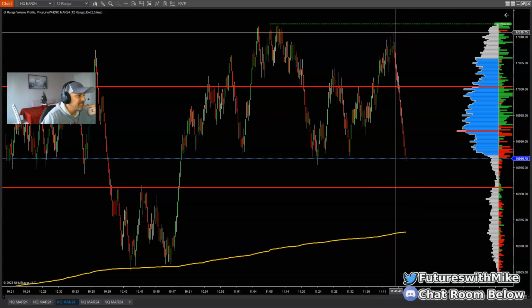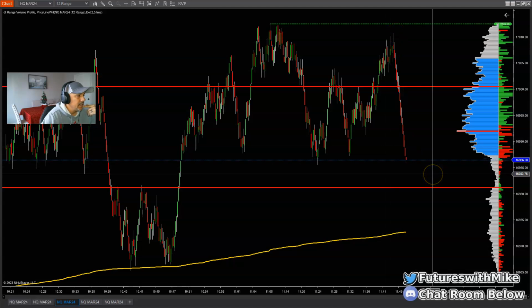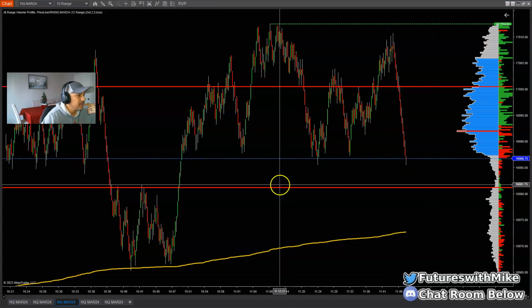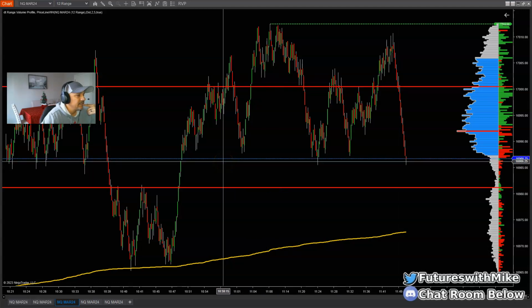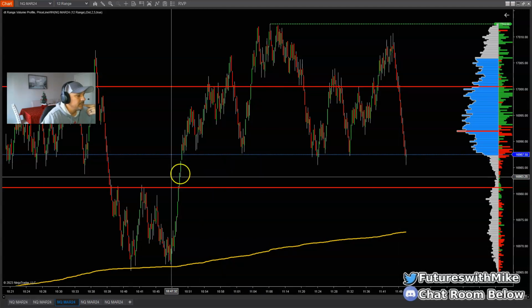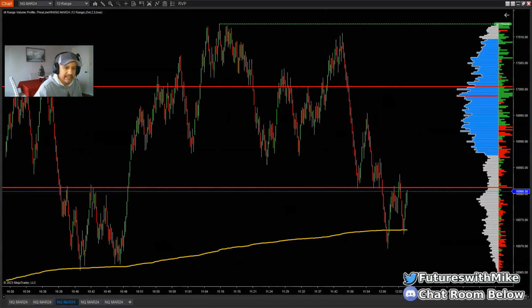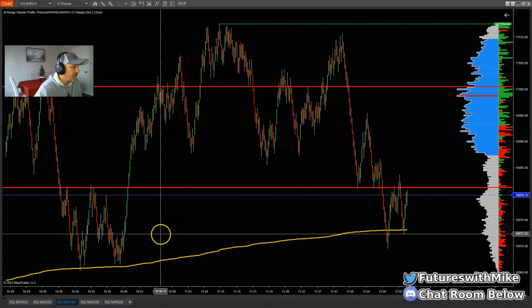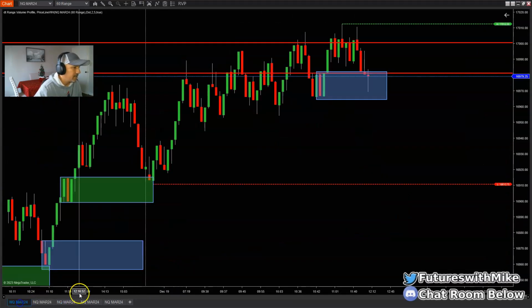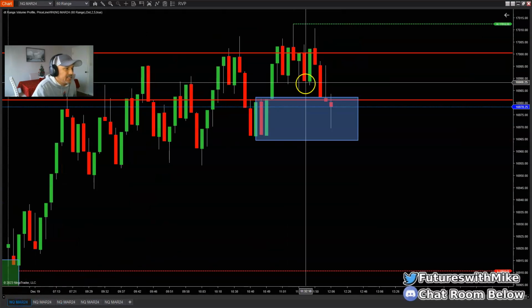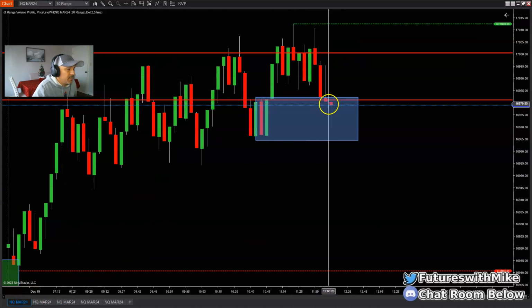It got up to 17,011, and I wonder if it's going to test lower areas now. It's very interesting. Let's see. All right, looks like we pushed lower. I stepped away from the computer, and we tapped into that demand zone, the higher time frame. Hold on a minute now. We pulled deep into the zone.